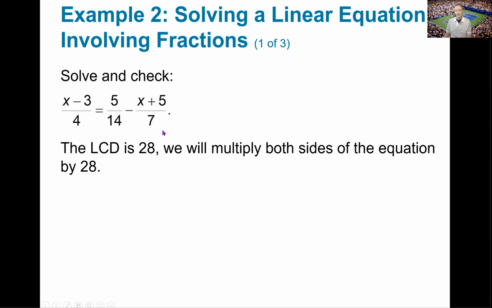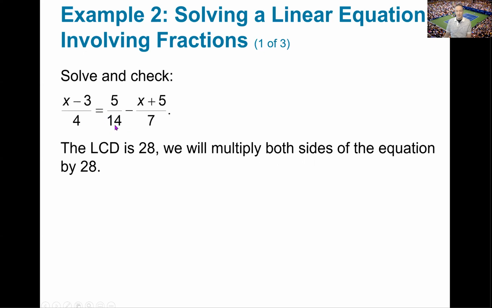You can get rid of any fractions inside of an equation if you multiply both sides by the least common denominator. So when I look at this, I can say, well, I know the denominator has to at least have a factor of 4. And then this would say 14.